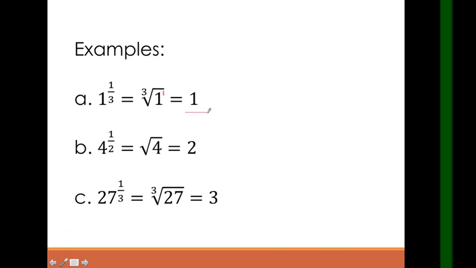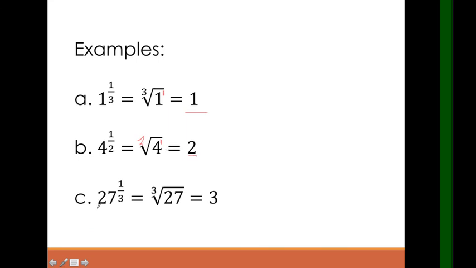That's equal to 1. Here, our index is 2, but for the square root we don't write the 2. We already know it's automatically 2. Then the numerator is 1, so 4 raised to 1 is 4, and the square root of 4 is 2. That's why it is called the square root, because it has an index of 2.